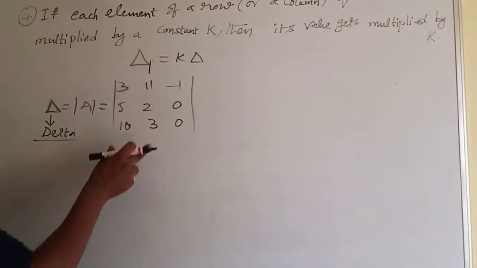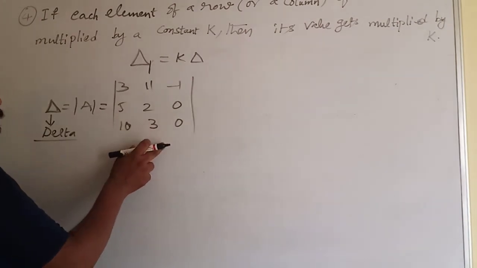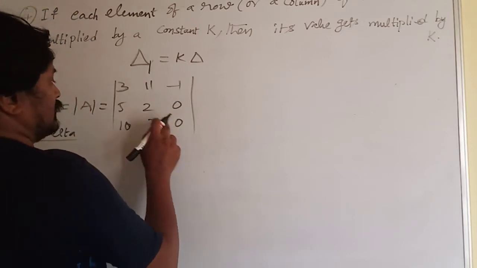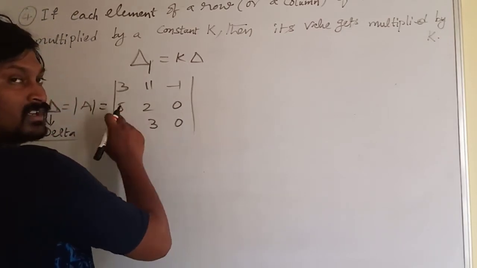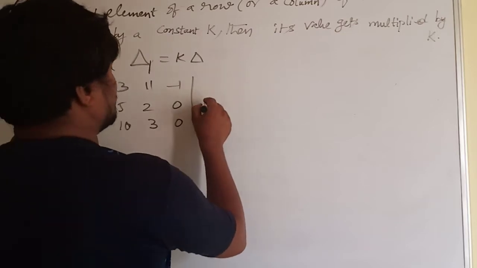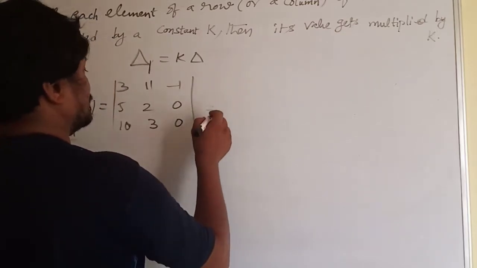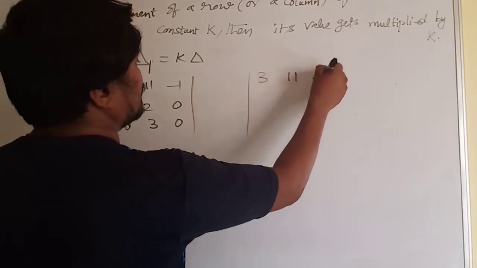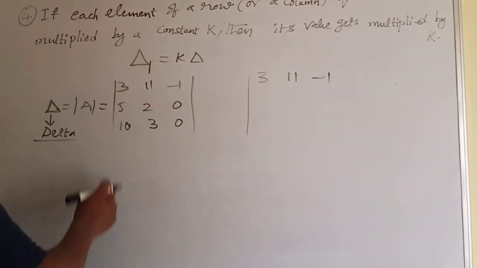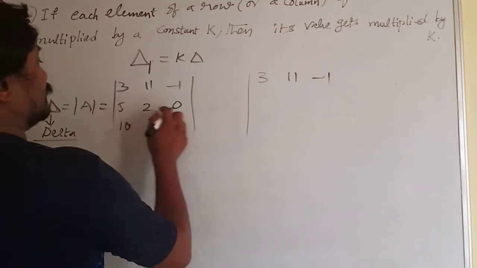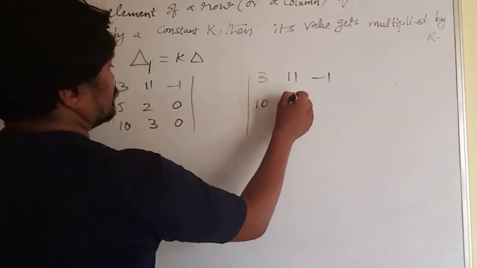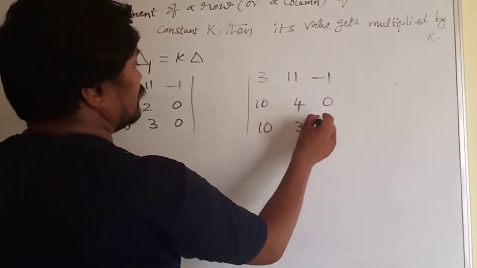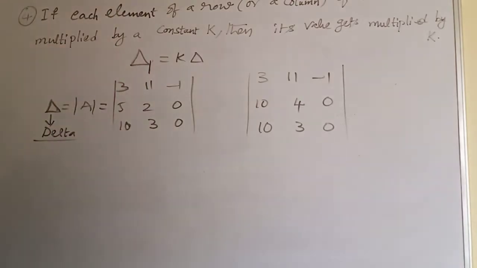So this is your delta. This is multiplied with some number. Let's say that the total middle row is multiplied with 2. What will happen? Let me check. Here it is 3, 11, minus 1. This is the example which you took previously, and the middle row is multiplied with 2. 2 5s are 10, 2 2s are 4, 2 0s are 0. So 10, 4, 0. Now just find the value.